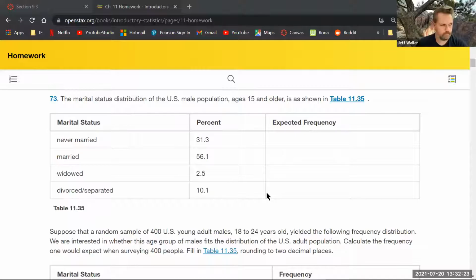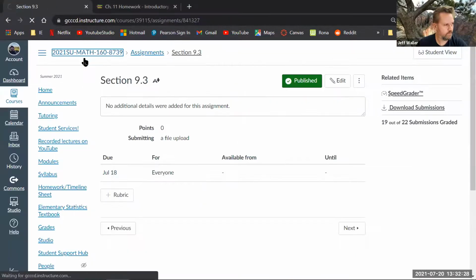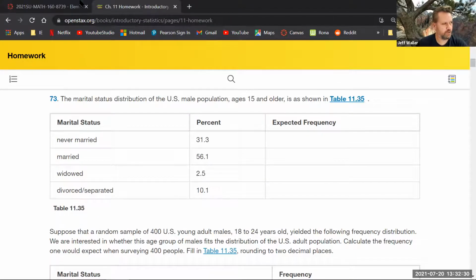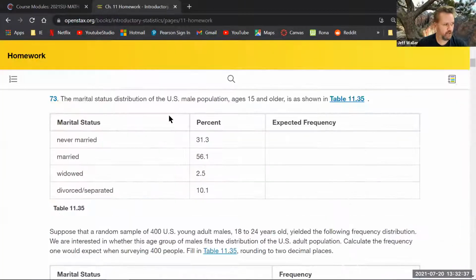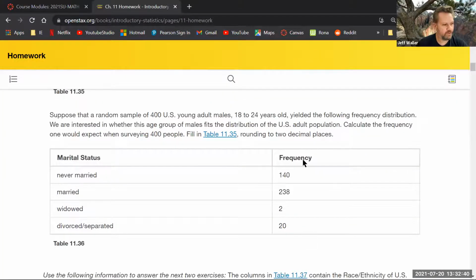Yes. So on the homework 11.2 question 73, it has two tables on the question. I filled out the whole first table and I found the chi-squared, but I'm not sure why. No, they're not supposed to find it for that table. There's not really two tables.